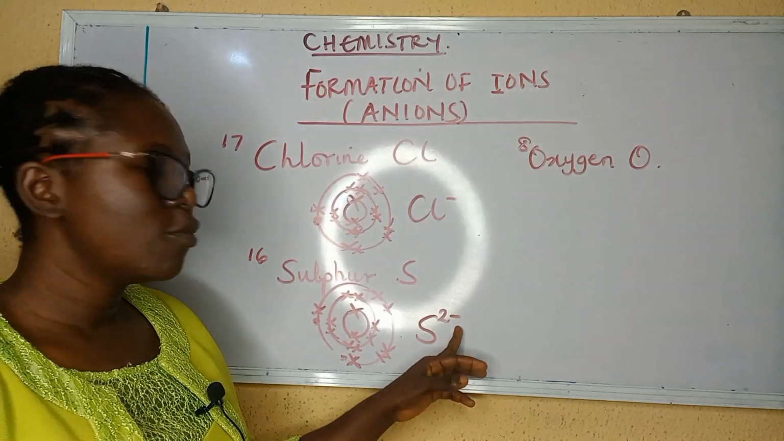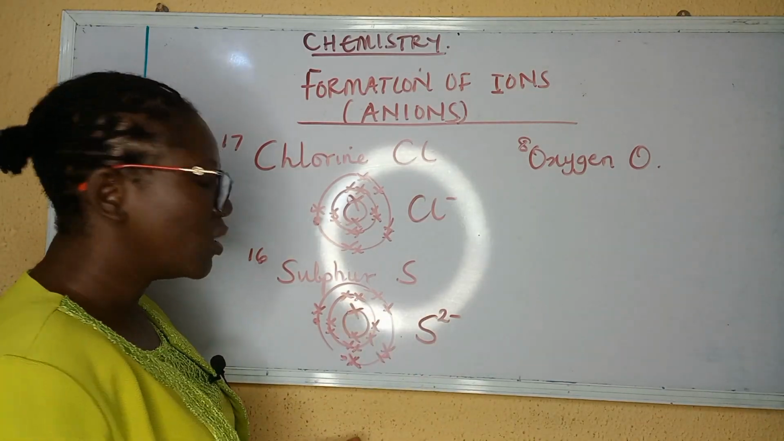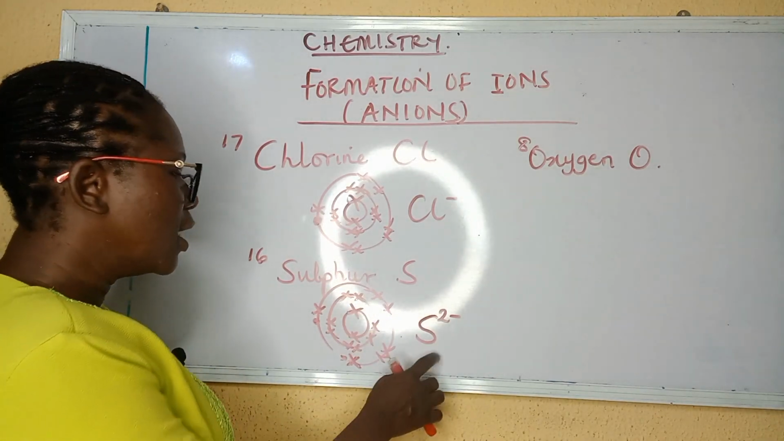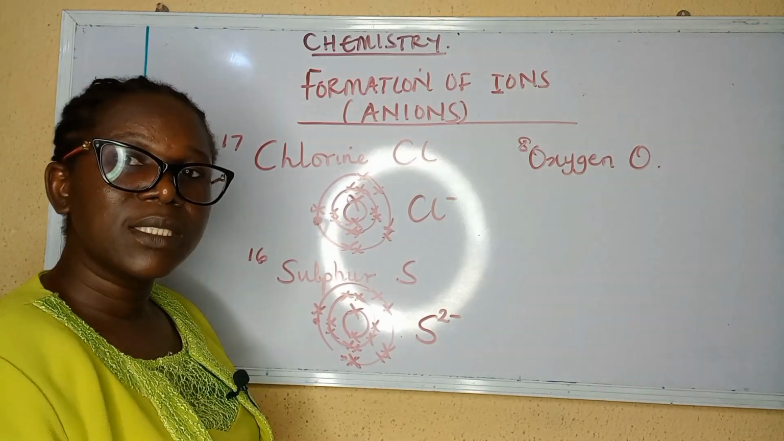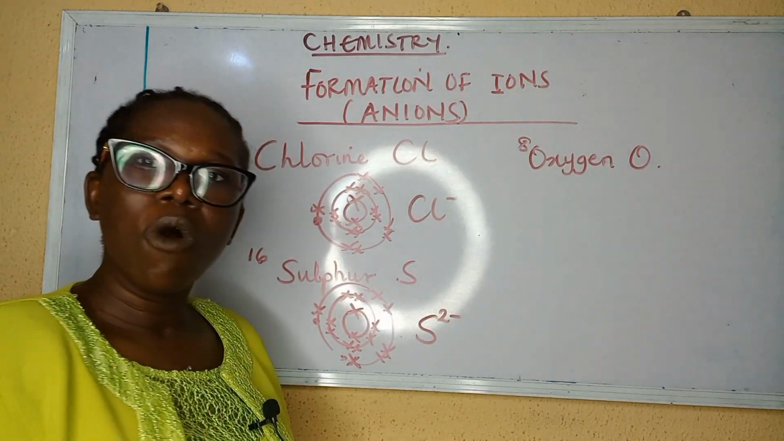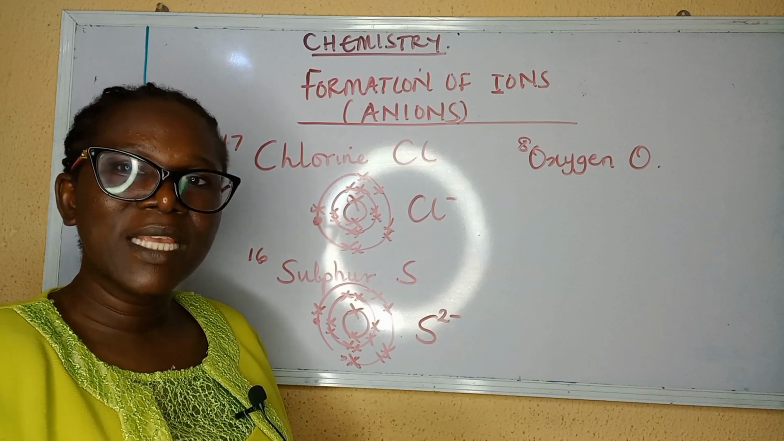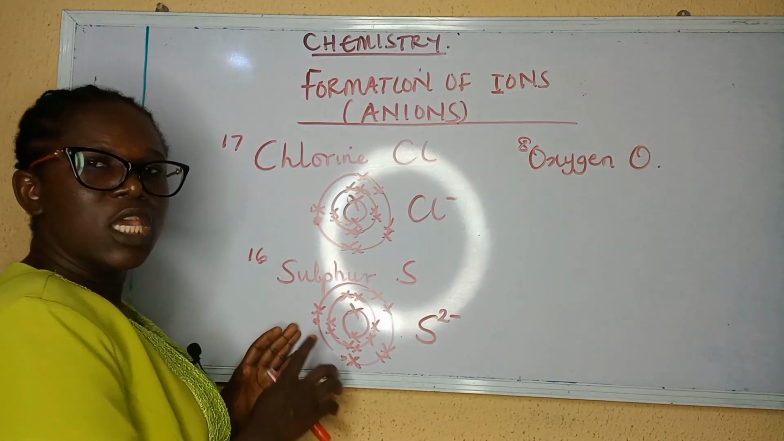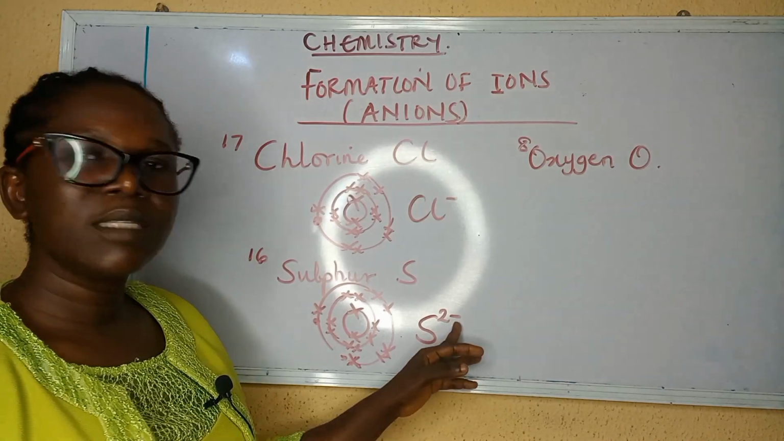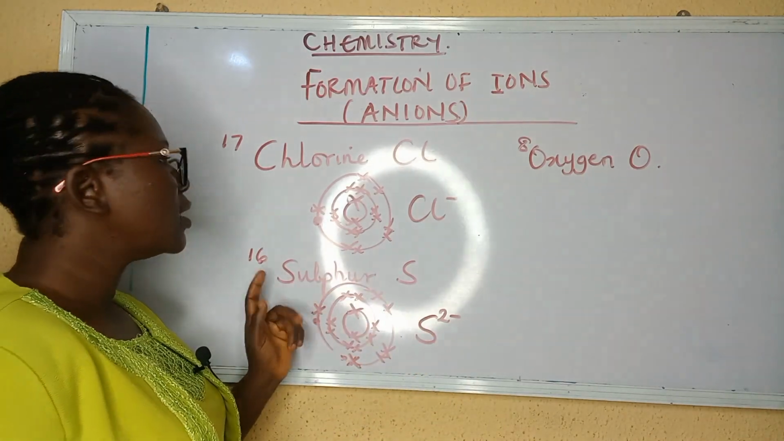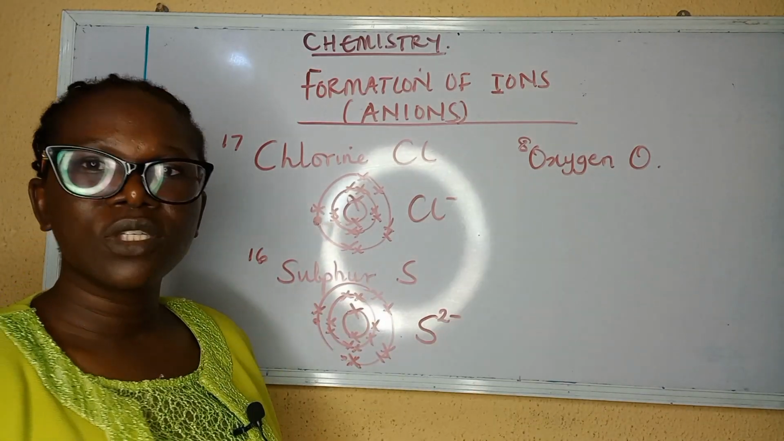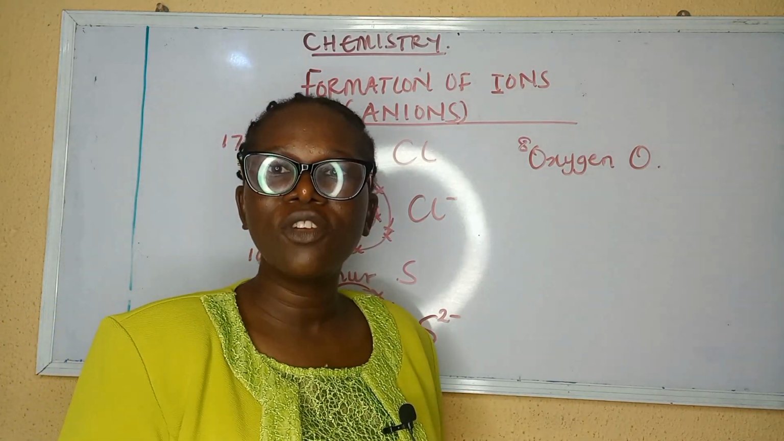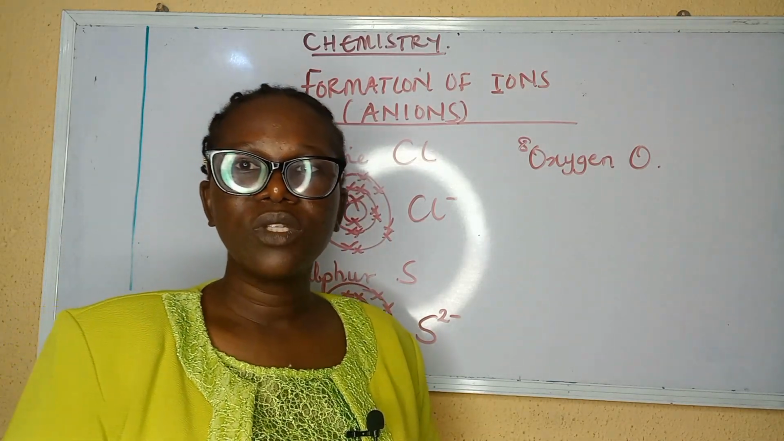So these are the oxidation numbers of chlorine and sulfur respectively. The oxidation number of sulfur here is -2 because it has gained 2 electrons, and the number of electrons is now 18. Whenever an element gives out or gains electrons, it is trying to attain the nearest noble gas structure, trying to become stable. So after gaining 2, it becomes 18. The last one here is oxygen. So out of the first 20 elements, you can actually identify those that give out and those that gain.